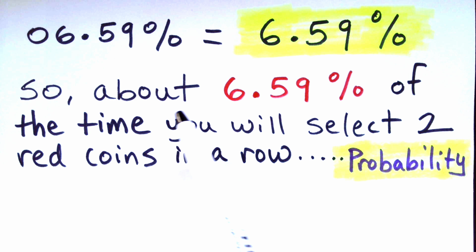So about 6.59% of the time, you will select 2 red coins in a row. That's probability. Or remember the fraction 6 over 91? So about 6 out of 91 tries, you would be able to select 2 red coins in a row. Again, that's probability.